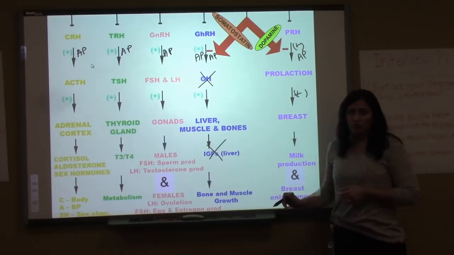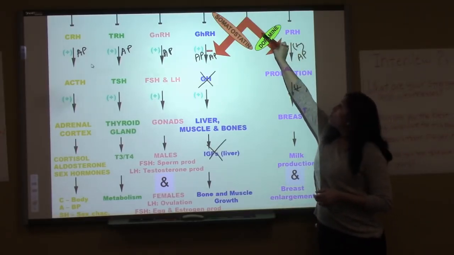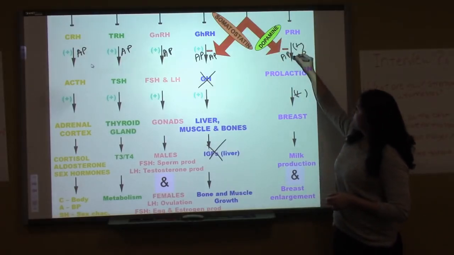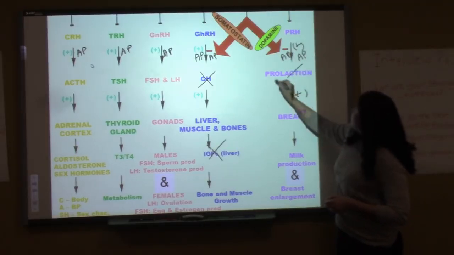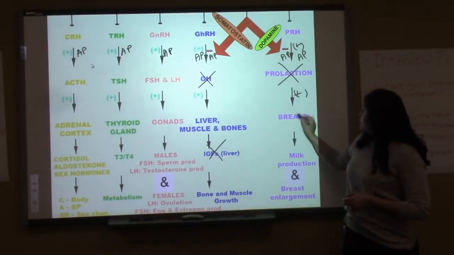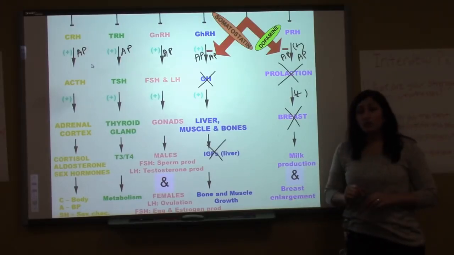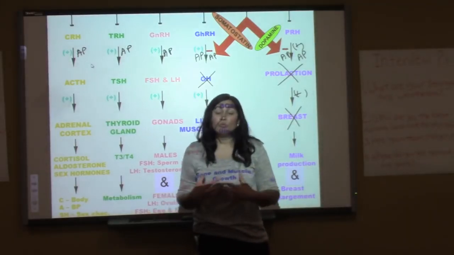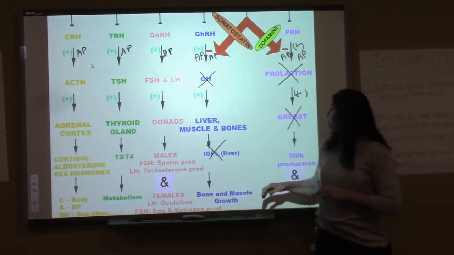That's one inhibitory hormone. Let's look at the second inhibitory hormone, which is dopamine. When the hypothalamus releases dopamine, it inhibits the anterior pituitary, so the anterior pituitary is not functioning. If it does not work, it does not release prolactin. When prolactin is not released, the breast is not stimulated, therefore there is no milk production and no breast enlargement. This is why us females, if we're not pregnant and not breastfeeding, do not actually have milk being produced in our breast.